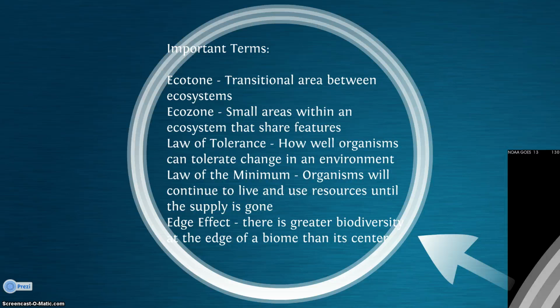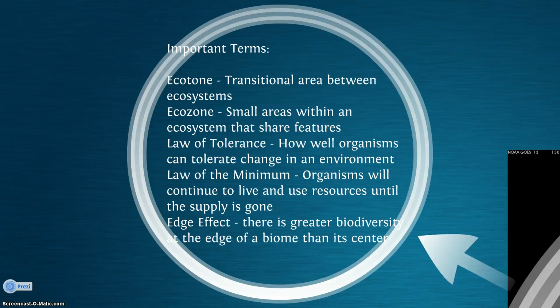When we talk about what kind of animals or plants can live in a particular biome, we need to look at the law of tolerance. The law of tolerance tells us how well organisms can tolerate change within their environment, and that varies from organism to organism and from species to species. Some organisms, if it gets too cold, they're perfectly happy with that. Some of them, if it gets just a couple of degrees warmer or a couple of degrees colder, can start to die off. So the tolerance range of different organisms is very important in determining what kind of biome they can live in.